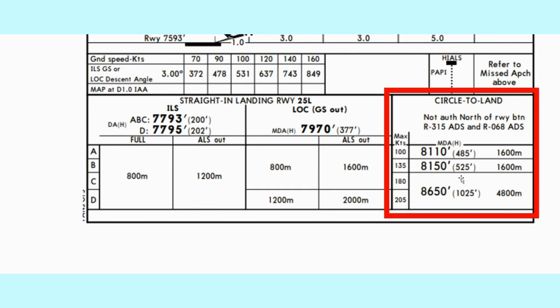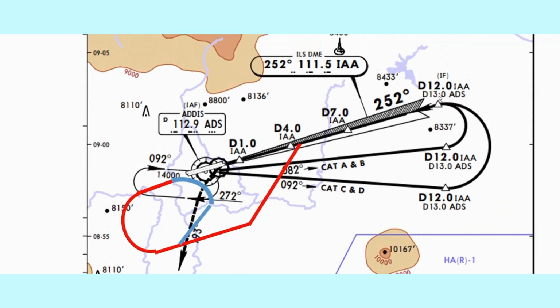because it is a non-precision approach. And for your category, the Dash 8 is category C, so it's 8,650 plus 50. You're going to have 8,700 as your circling minimum. So you'll have to descend down to 8,700. So we are coming in on this heading 252. And let's say, for example, at this particular point, we have captured the altitude 8,700 feet.